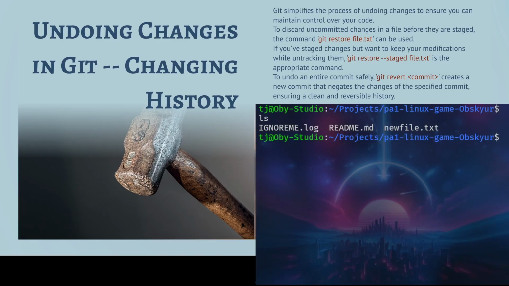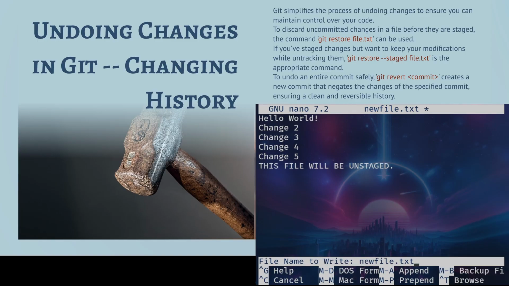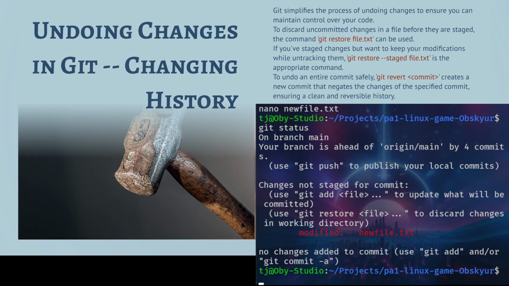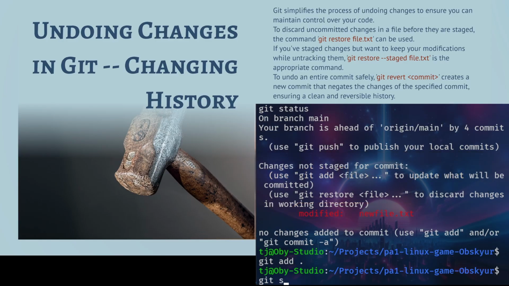To unstage a file but keep your changes, use git restore with the --staged flag and the list of file names that you'd like to remove from the stage so you can make further changes, or remove those files from being part of your next commit.